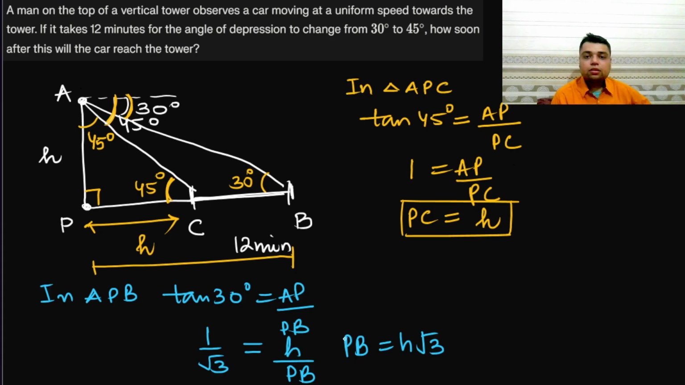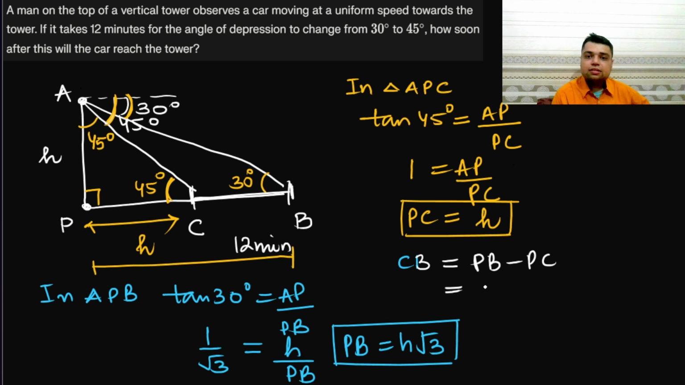Now, what we need to find? We need to find CB. So, what is the value of CB? CB will be equal to PB minus PC. So, PB is h root 3 and minus PC is h. So, I will get h common, root 3 minus 1. Okay, and this will be the distance. So let's say this is in meters or units you can apply.